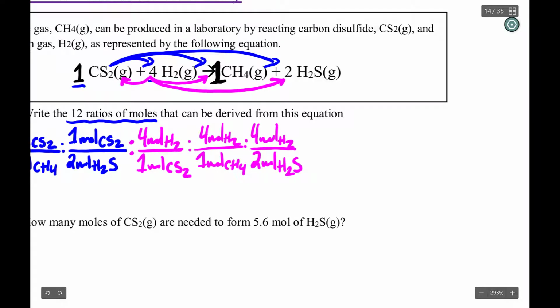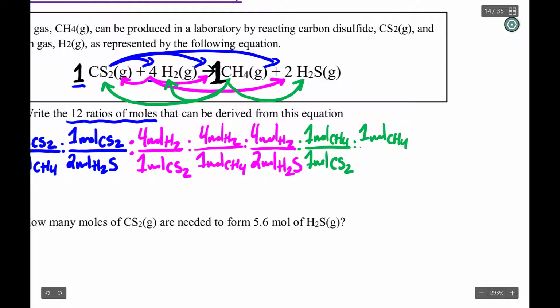So I could also compare CH4 to CS2, CH4 to H2, or CH4 to H2S. So the first one would be, for every 1 mole of CH4 produced, it would require 1 mole of CS2. Or, for every 1 mole of CH4, it would require 4 moles of H2. Or, for every 1 mole of CH4 produced, it would also produce 2 moles of H2S.